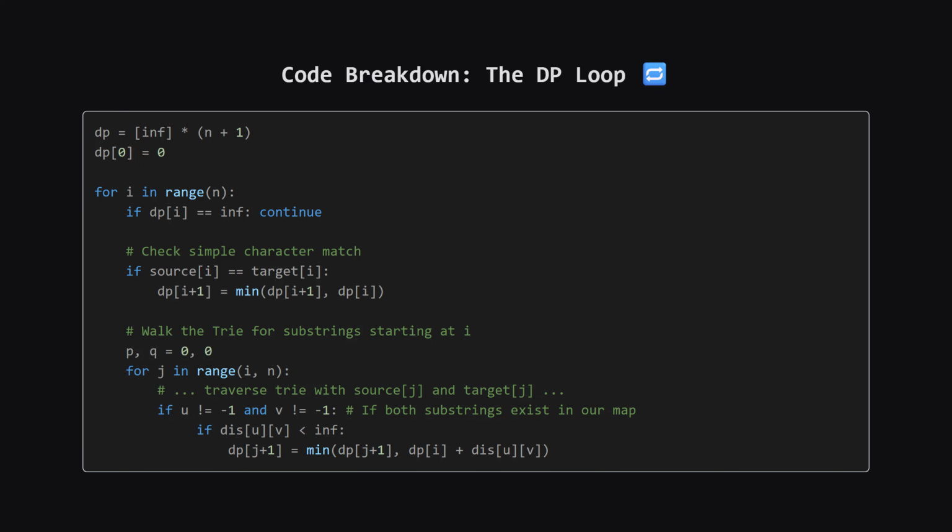Finally, the DP loop. We iterate through our string from left to right. At each index i, if we've reached this point validly, meaning the cost isn't infinity, we look ahead. First, if the characters match exactly, we can just step forward with 0 extra cost. Then, we start a loop j that extends forward. We simultaneously walk down the trie for both the source substring and the target substring. If at any point j, both substrings end on a valid ID, we look up the pre-calculated cost between them in our dis matrix and update our DP array.